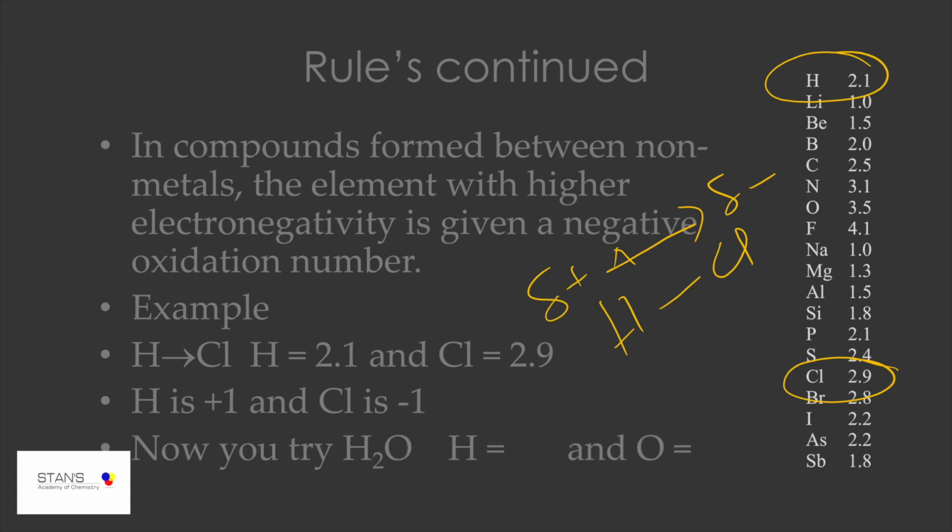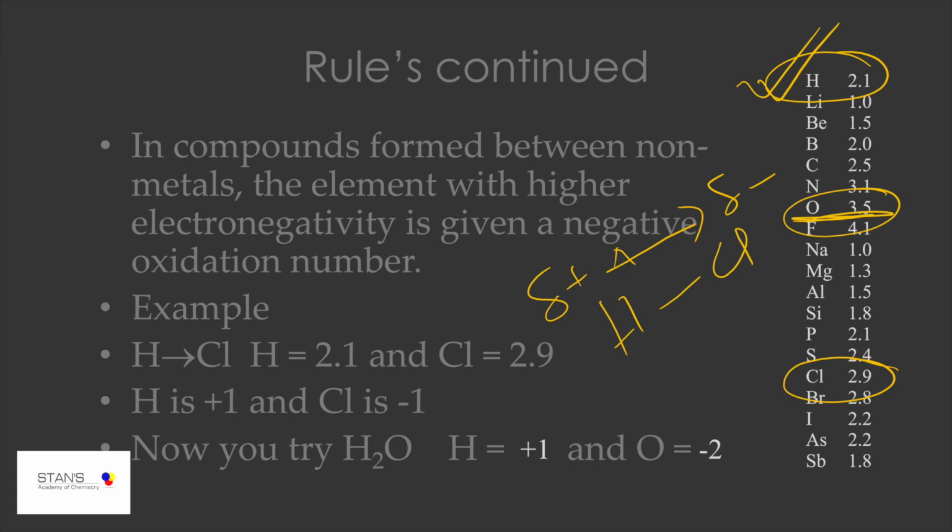Now let's try what the oxidation numbers of hydrogen and oxygen will be in water. Hydrogen has an electronegativity of 2.1 and oxygen has an electronegativity of 3.5, which means oxygen is more electronegative and will be negatively charged. Since the valency of oxygen is -2, we will see that oxygen has an oxidation number of -2 and hydrogen has an oxidation number of +1.